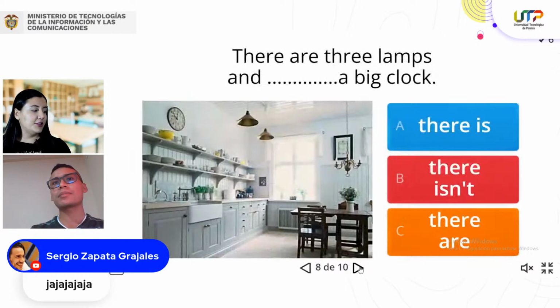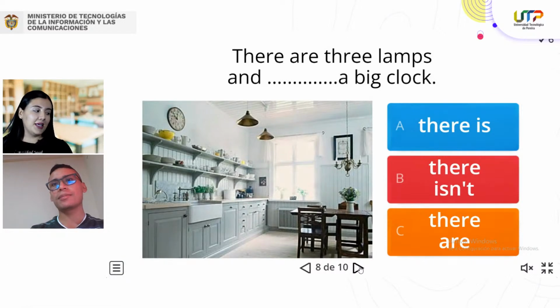So the last round. There are 3 lamps and a big clock. So option A, there is. Option B, there isn't. And option C, there are. So what do you think? What is the correct option? A, B, or C? There are 3 lamps and a big clock. What do you guys think? Teacher Luis, who got the correct answer first? Yes, Jacobo just wrote the answer is the A. Santi Loaiza says it is the B.